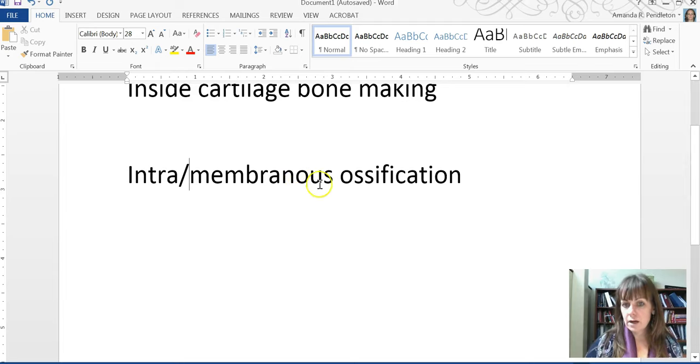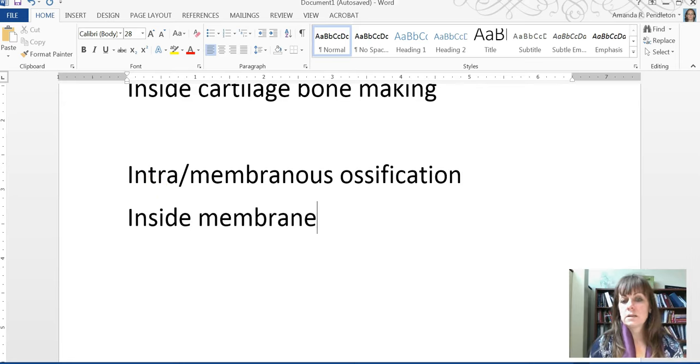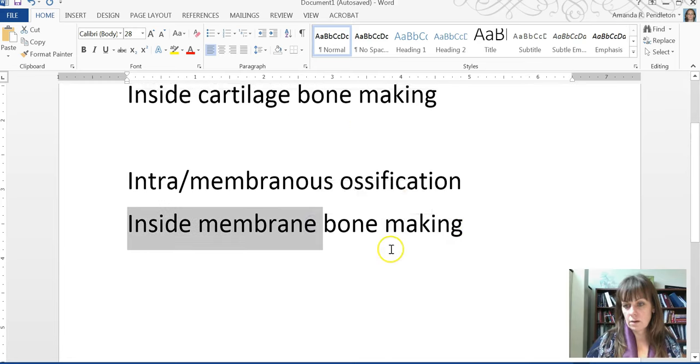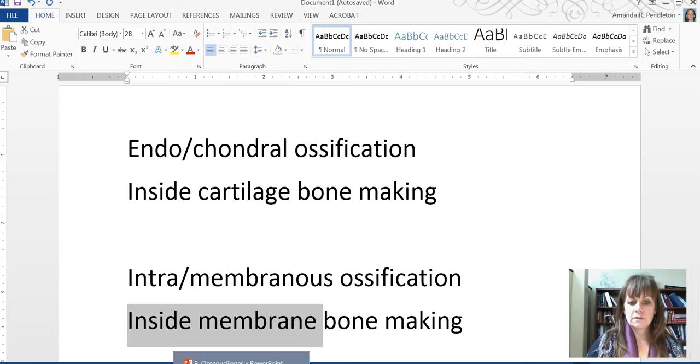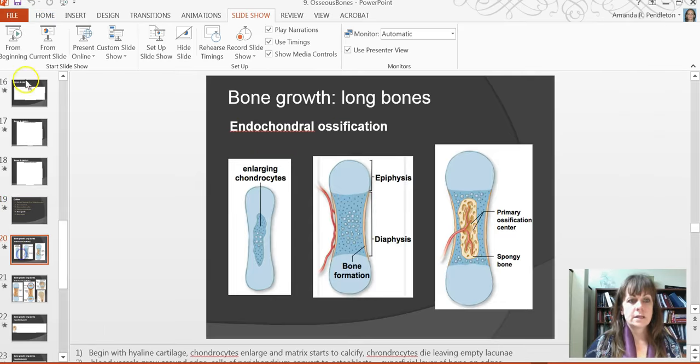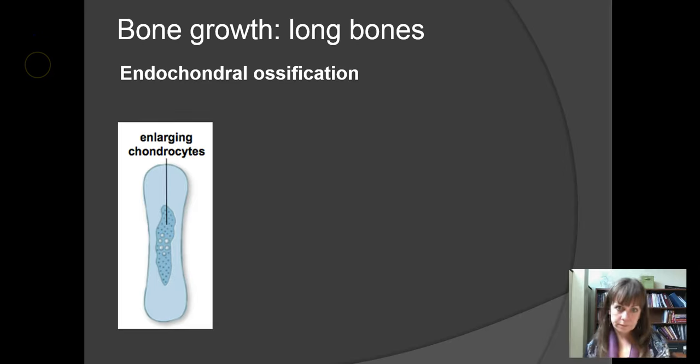Intramembranous, on the other hand, again, ossification still means bone making. So intramembranous, inside membranes, bone making. Okay, so again, literally making bone inside membranes. So this is going to be the difference. Let's start with endochondral ossification and talk about what happens there.